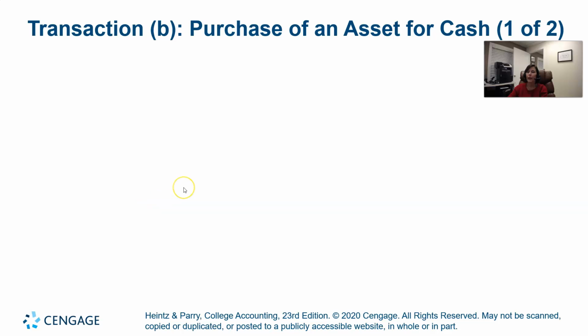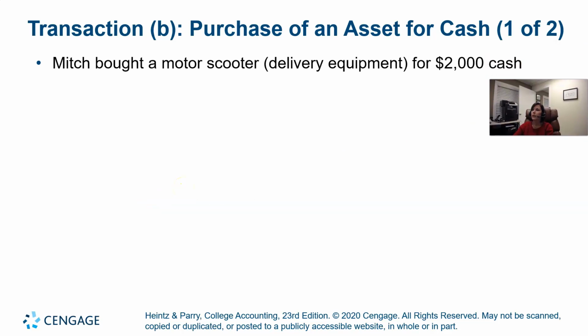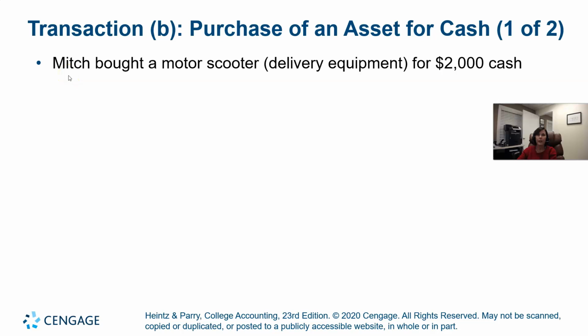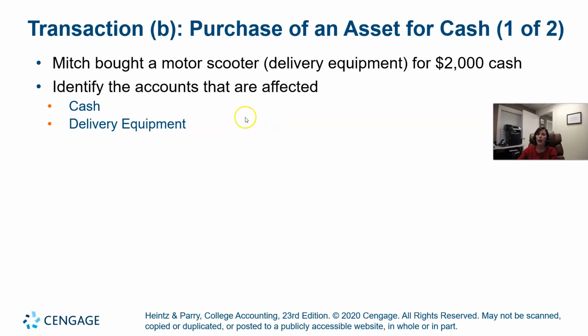Now let's look at what Mitch does next. He bought a motor scooter, which we will categorize as delivery equipment, for $2,000 in cash. So again, thinking through what happened here. He bought his motor scooter and had to use something to buy it with, and the answer is cash. And he now has delivery equipment that he didn't have a minute ago. So those will be the two accounts that will be impacted.